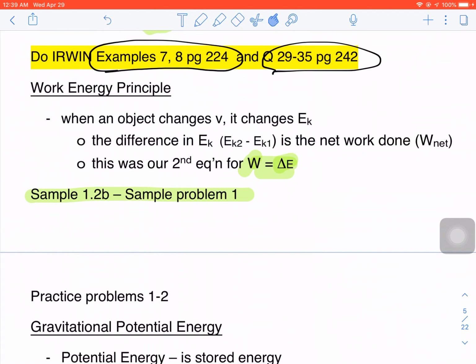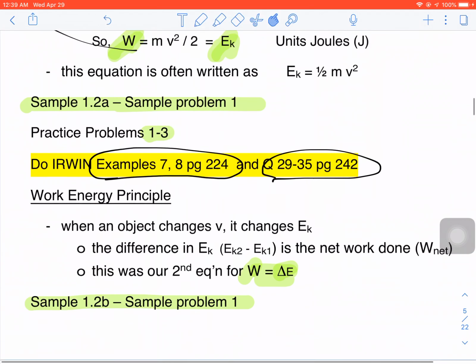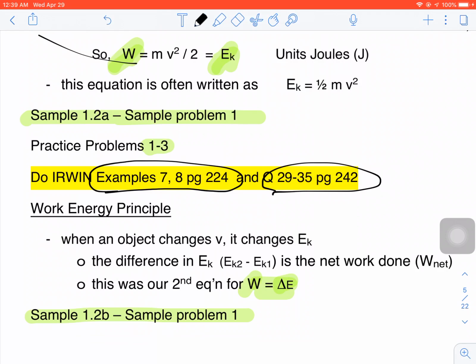So there are two practice problems that came just after that sample problem at the end of the 1.2b. One talks about a 1,300 kilogram car. The other one talks about a 52 kilogram ice hockey player. So I'm going to leave you with these two questions to do also. All right, so you've got a few things. There are these two questions. There are these three questions. And there are these questions here for you to work on. Most of it is all half mv squared stuff.